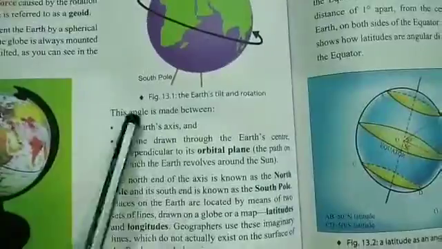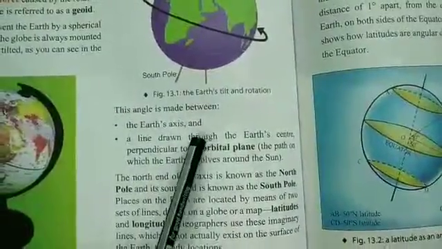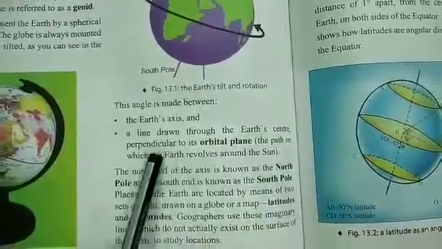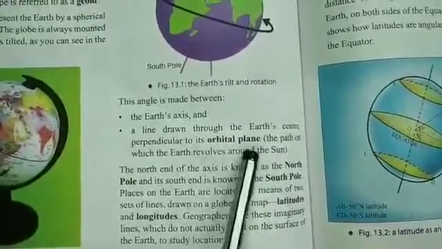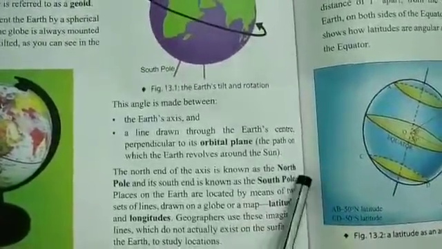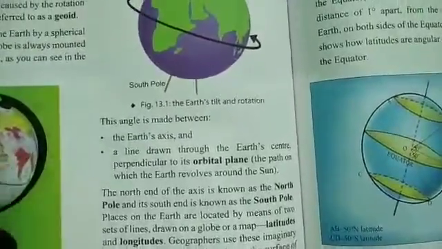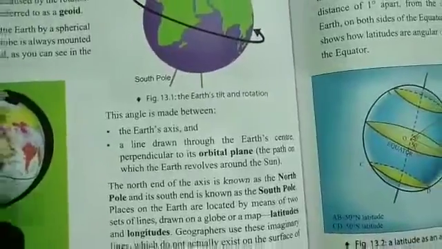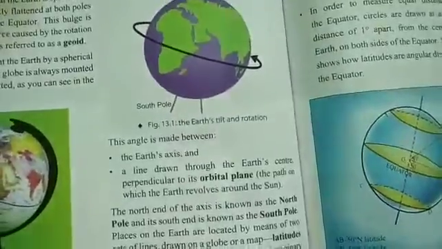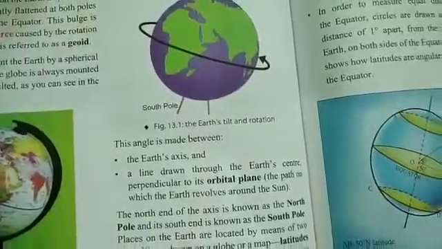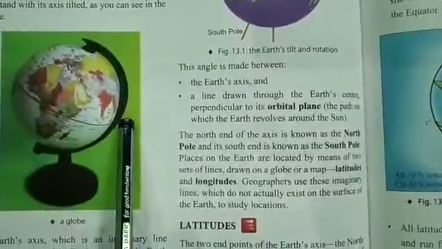Now, this angle is made between the Earth's axis and the line drawn through the Earth's center perpendicular to its orbital plane, that is the path on which Earth revolves around the Sun. So this angle is made on the basis of two things: one is the axis and the other is the orbit on which the planet Earth revolves around the Sun.